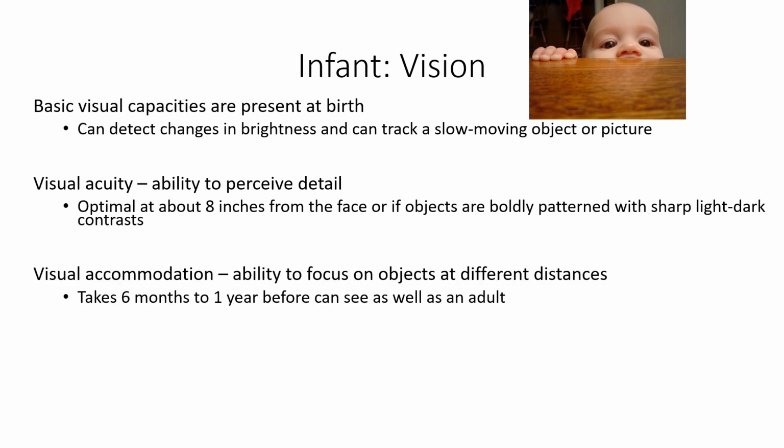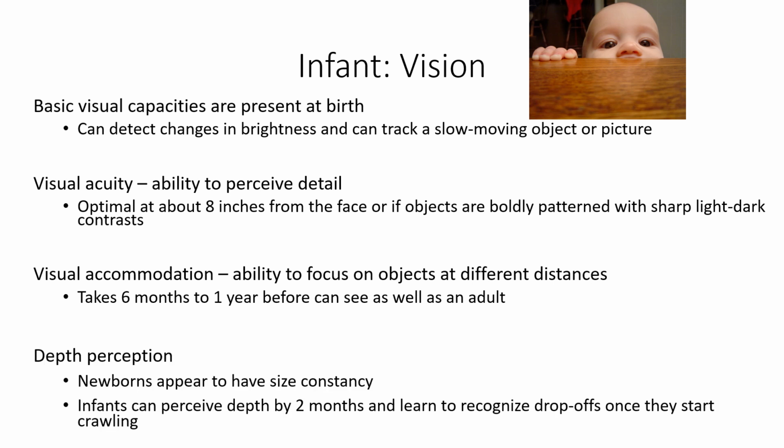As the infant grows older, it takes about 6 months to a year before they can see as well as an adult. So until even 6 months, their vision is bad, and it can be up to a year before they've got adult vision.